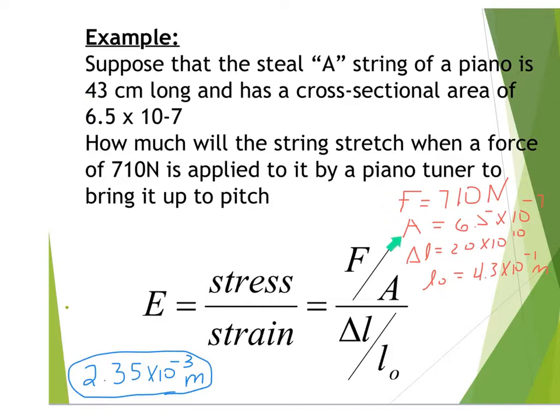So we're going to take this information and plug it into our formula, and when we solve, our answer will be 2.35 times 10 to the negative 3 meters.